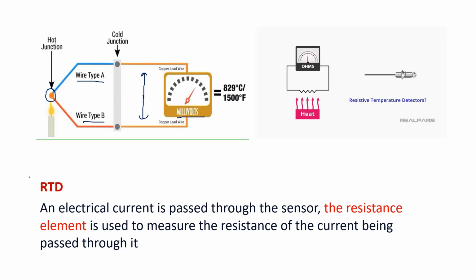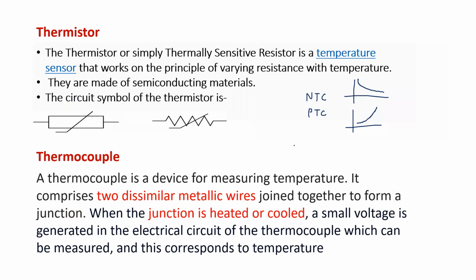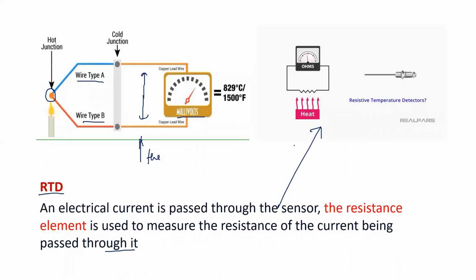And after that, the RTD. So I have mentioned here that an electrical current is passed through the resistance, and on the basis of that, we measure the resistance to the current being passed through it. So this particular thing is mentioned for the RTD. And this is for the thermocouple. And this is for the thermistor. So please look at these all three sensors very carefully.